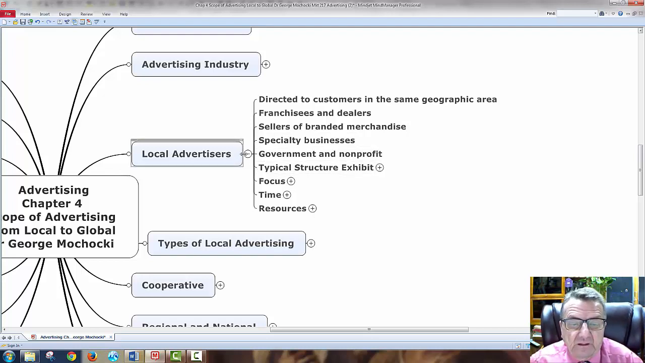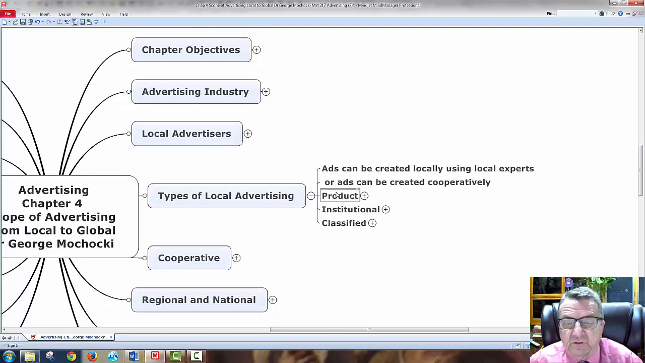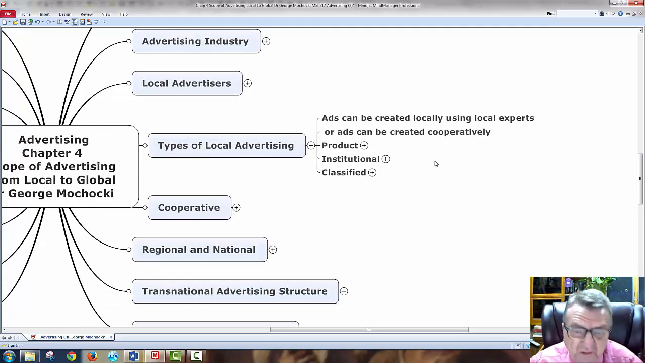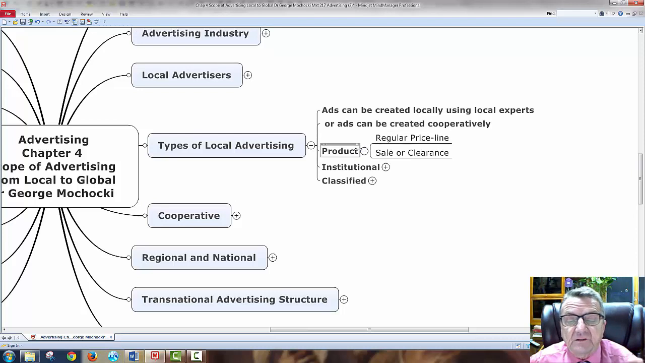Okay? Now, type of advertising. Let's go into this one. Ads can be created locally using local experts, or ads can be created cooperatively. So if I'm looking at types of advertising, I'm looking at products.